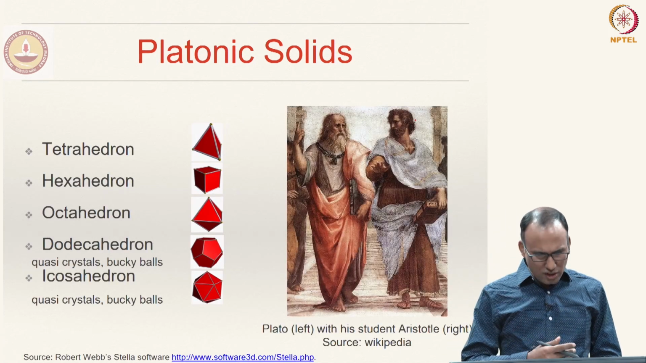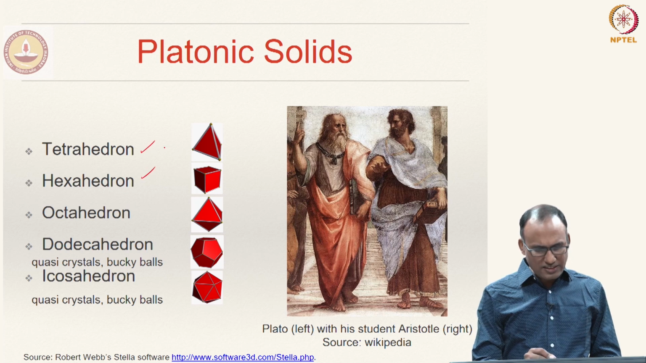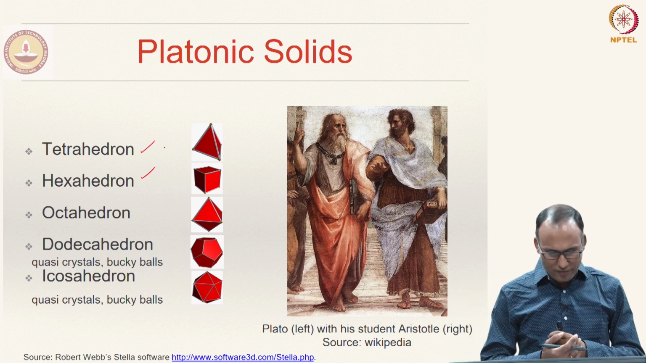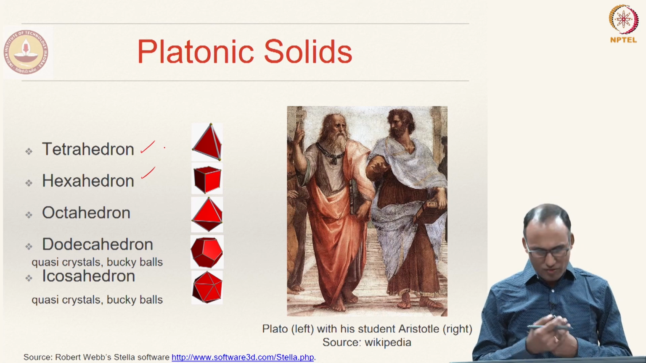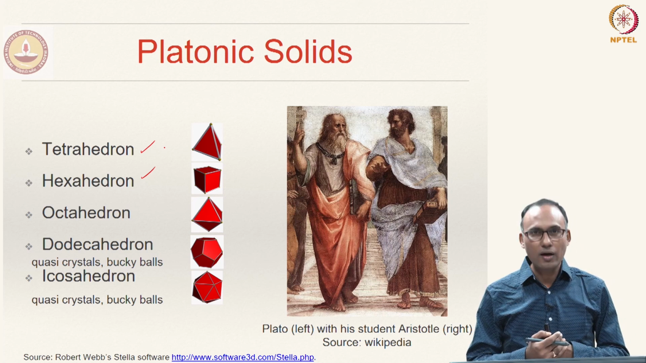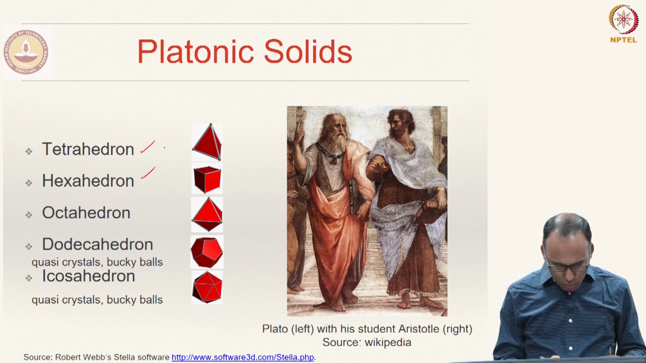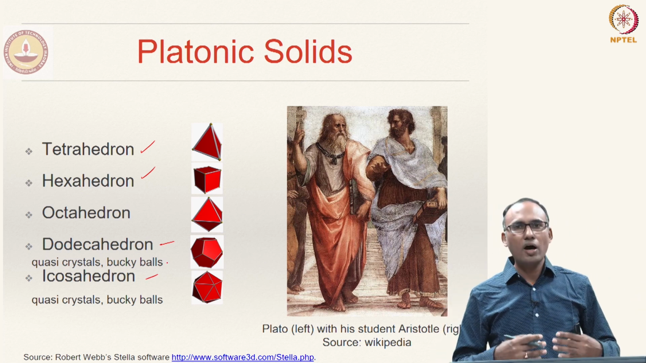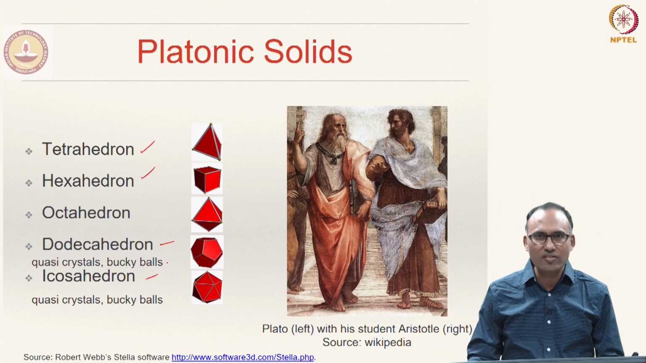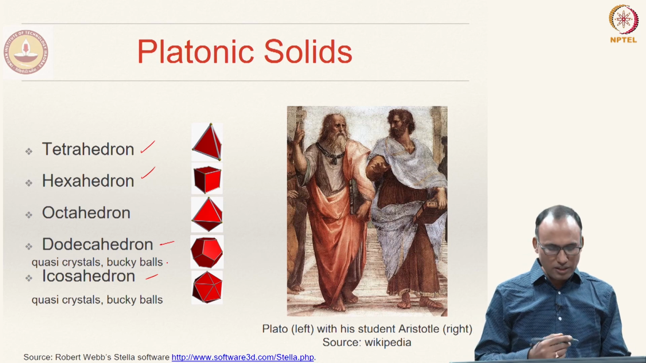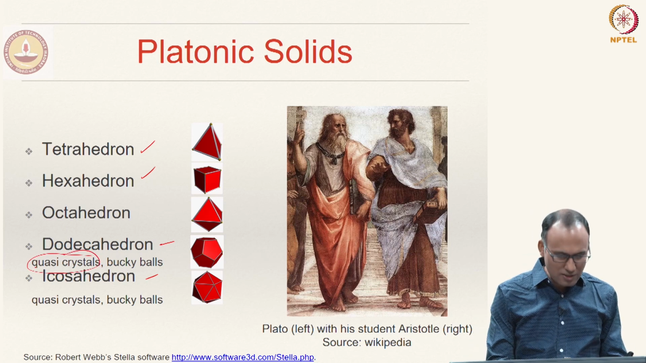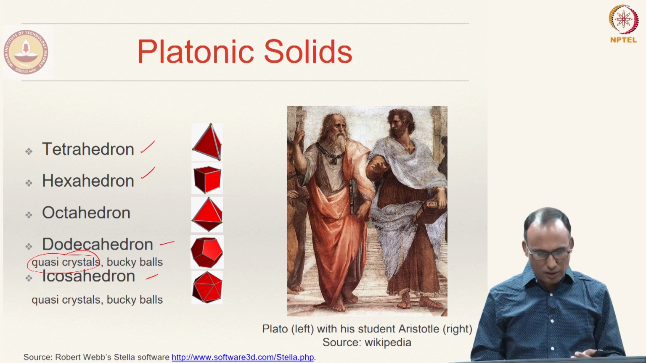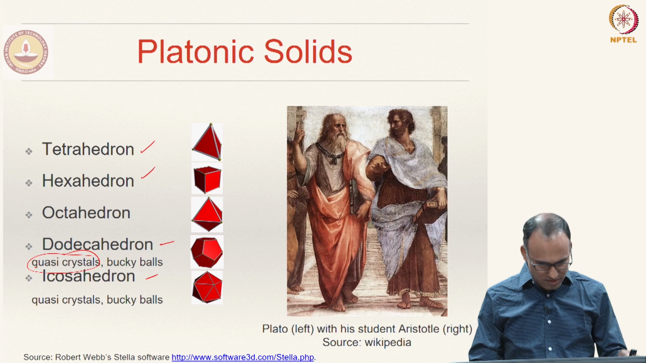And so the structure of tetrahedron and hexahedron is probably known to us very well. Most of the crystalline materials we will see later in the course, but the last two structures, the dodecahedron and icosahedron, were not observed in real materials or solid materials until recently, until people actually discovered a new class of materials called quasi crystals, which seems to show this crystal structure comprising of dodecahedron and icosahedral structures. So, they are both quasi crystals and buckyballs.